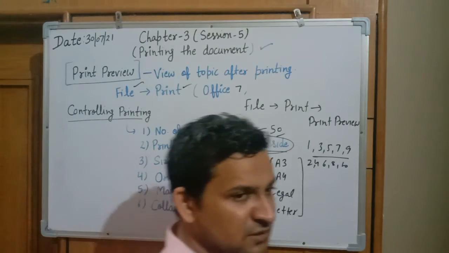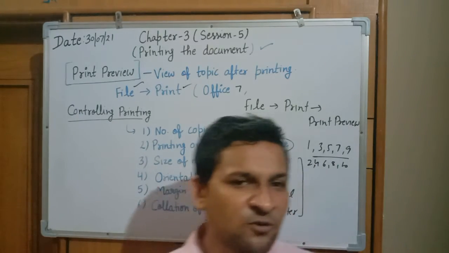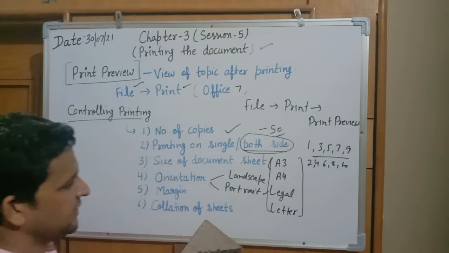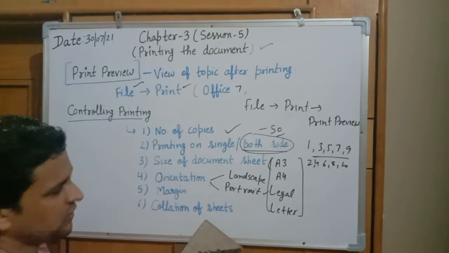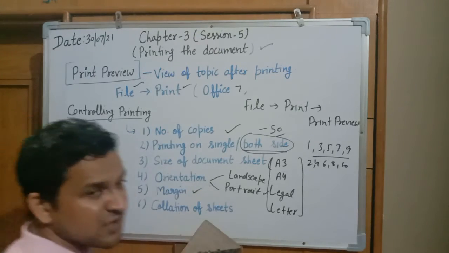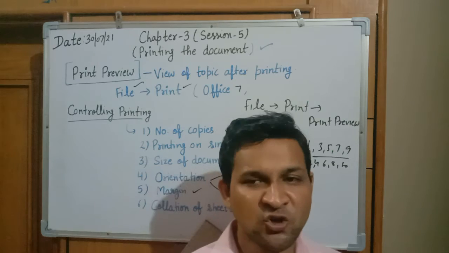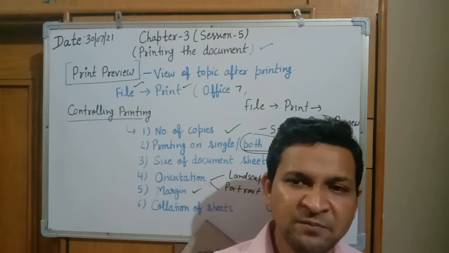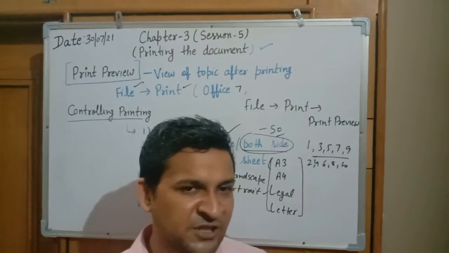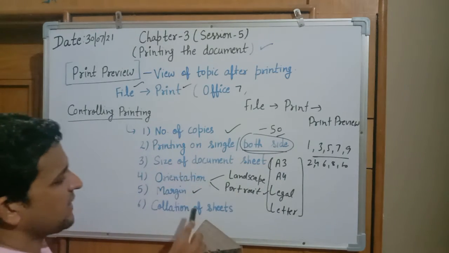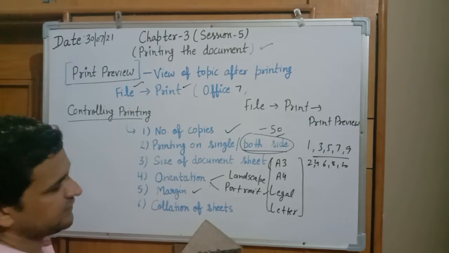Next is margin. Margin means the adjustment of space from the left side, right side, top side or bottom side. How much space we want to give, that is the concept of margins. Margins can be adjusted by the user according to their document requirements. Like when we are printing a document for book publishing, in that case we will give more space on the left side because spiral binding is also required.